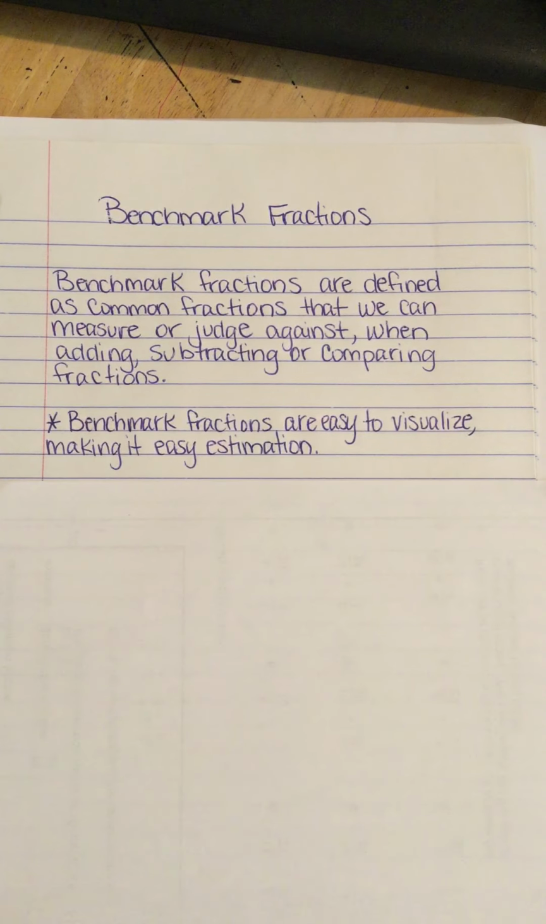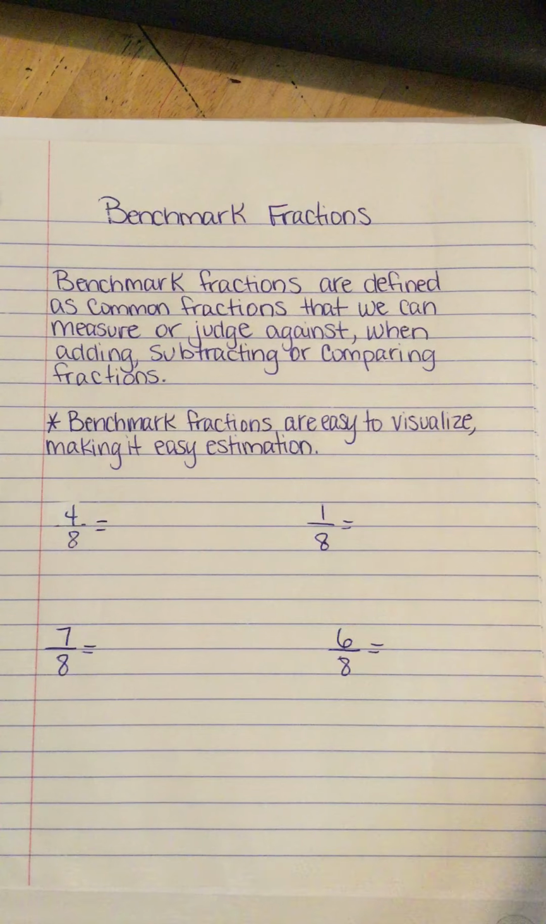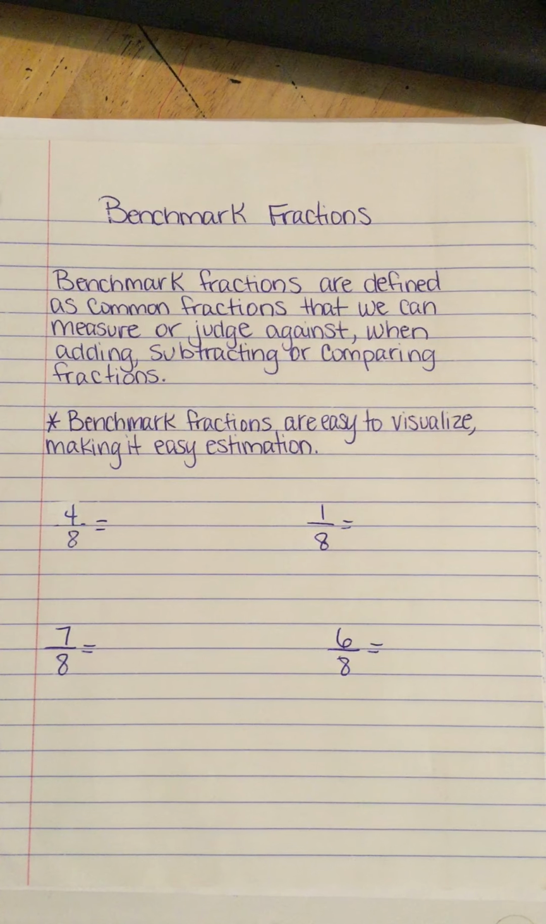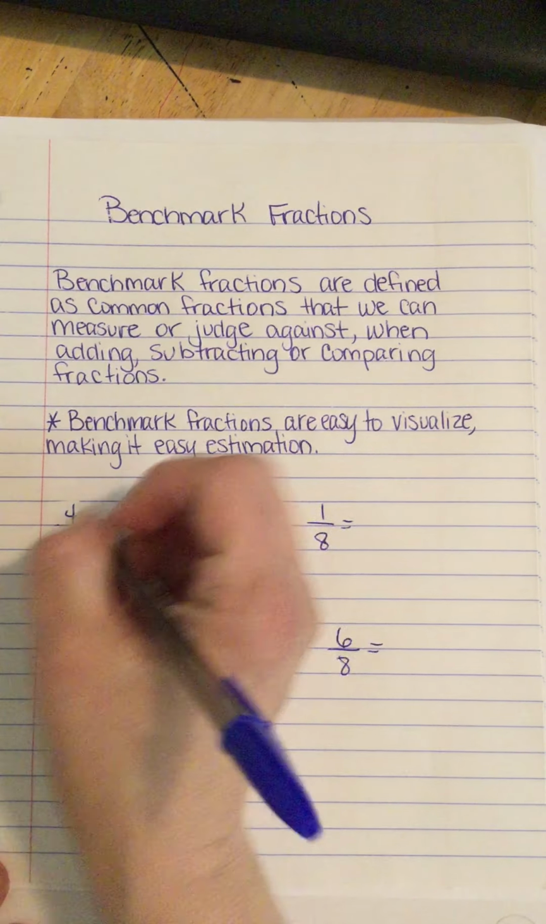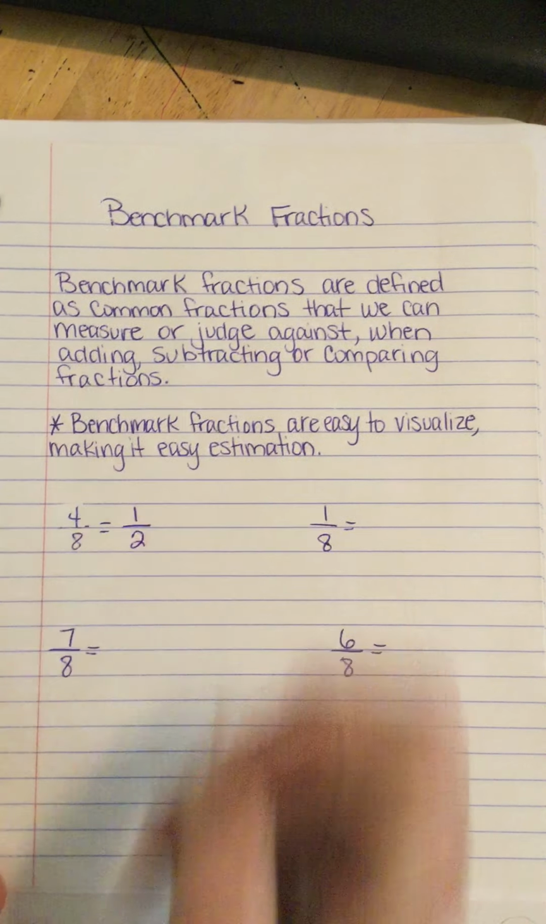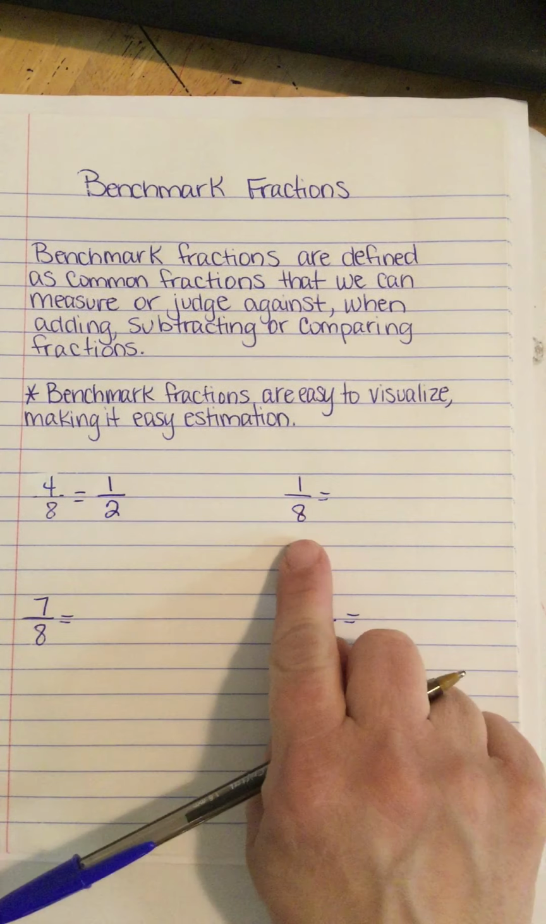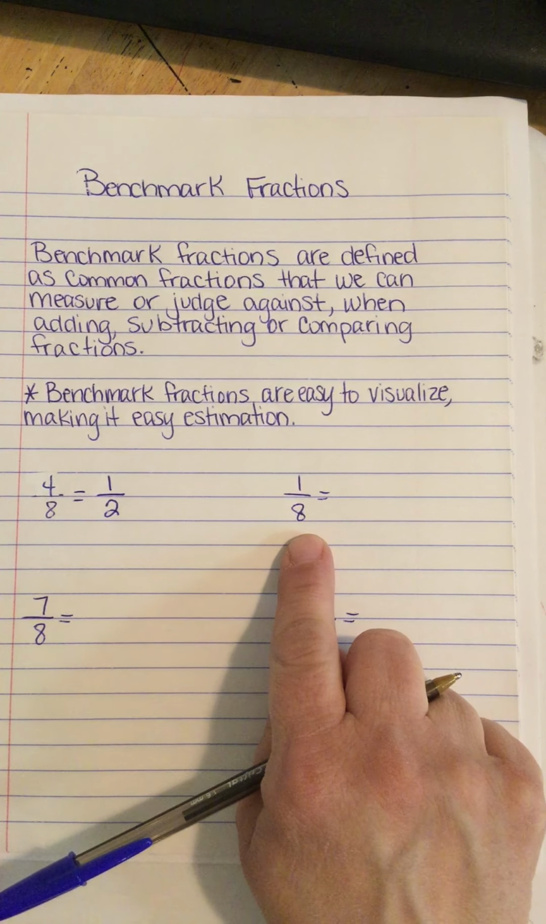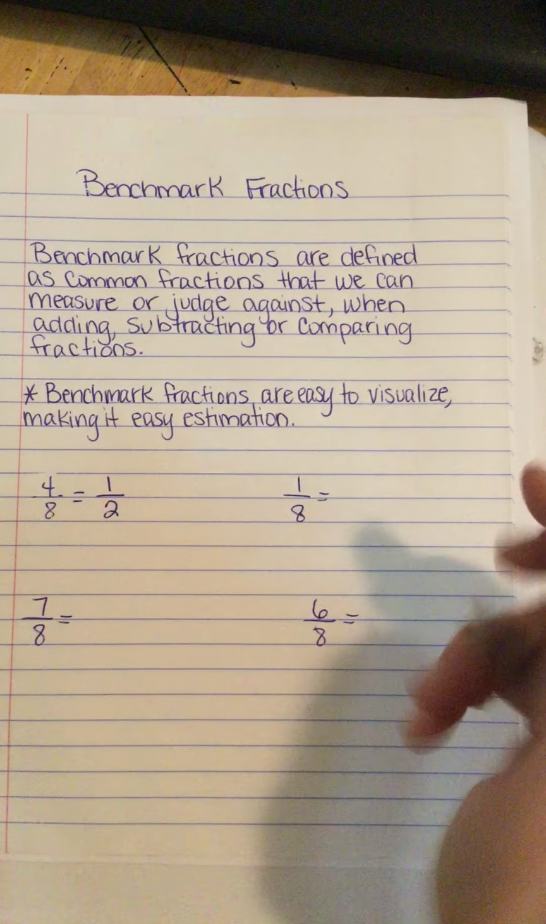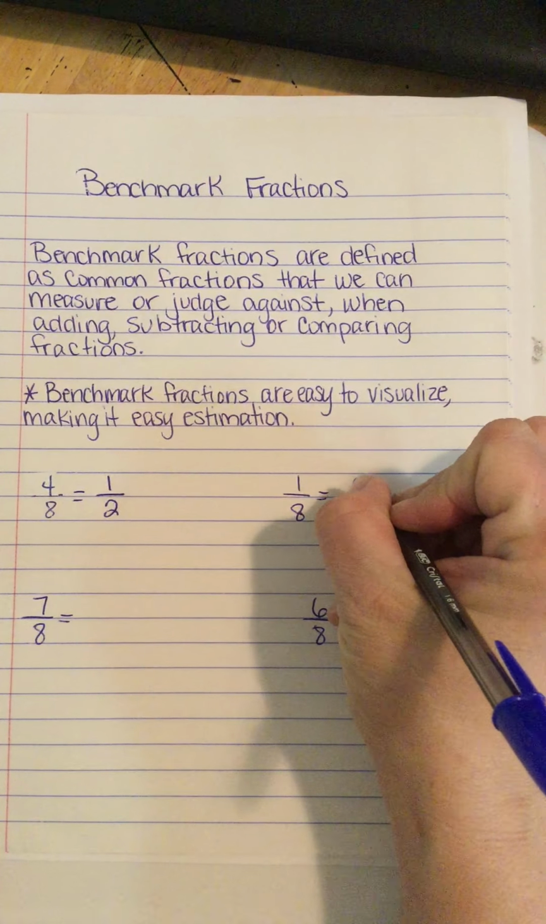All right. Benchmark fractions are easy to visualize, making it easy estimation. So we're going to look at some. 4 over 8. The way you think about benchmark fractions is you go, how many times can 4 go into 8? Yes. 4 is half of 8, so 4 over 8 equals 1/2. 1 over 8. 1 is going to go in 8 times. 1 is closest to 0, so 1/8 is going to be considered 0.